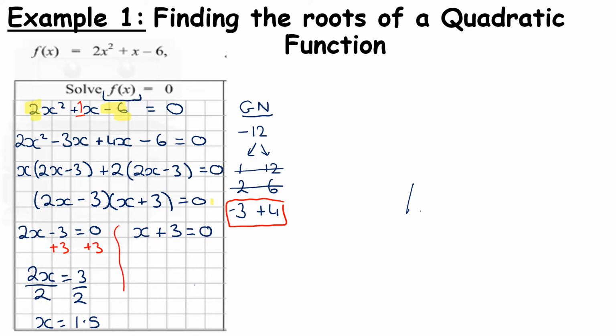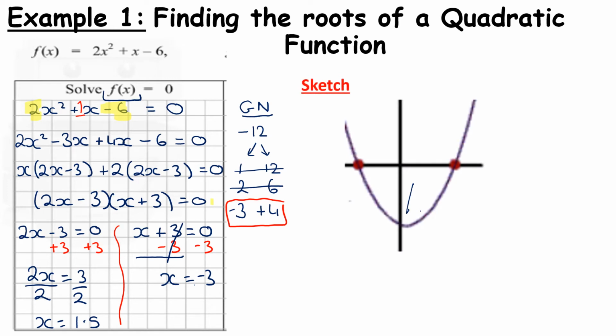For the second one, we take away a 3 from both sides, and we're left with x equals minus 3. Now, this question didn't ask, but I think it's really important that we understand what this means. So we're going to do a little bit of a sketch. I know it's a positive quadratic because looking at this 2x squared, so always the x squared term, it is positive, so therefore it is a positive quadratic.